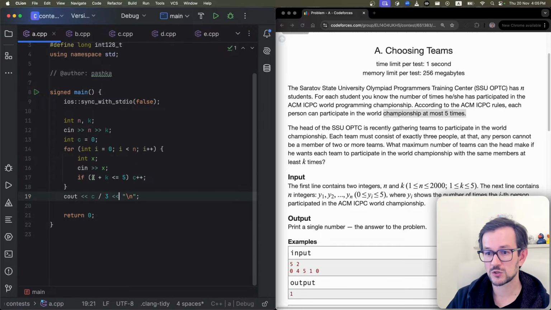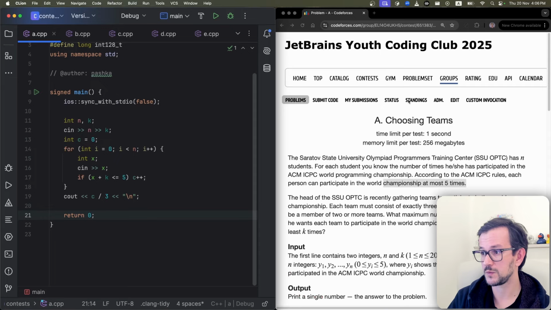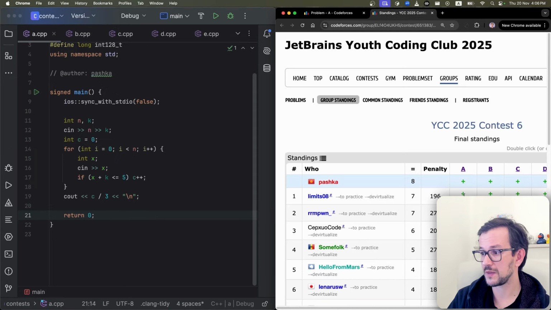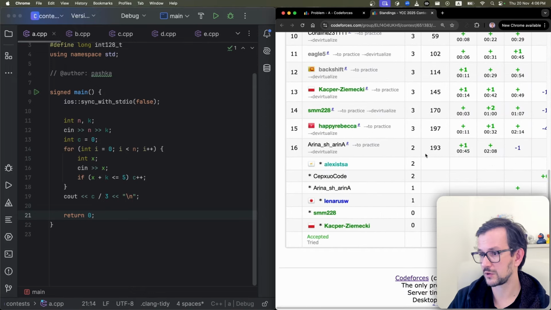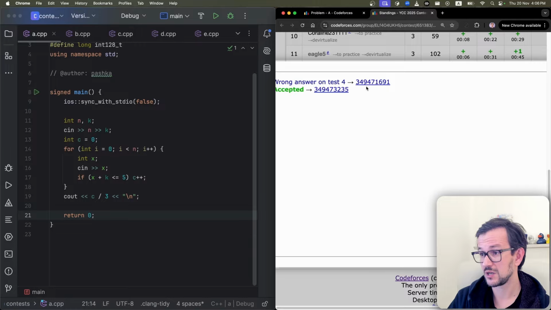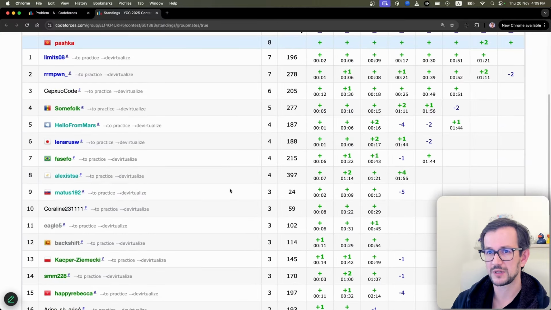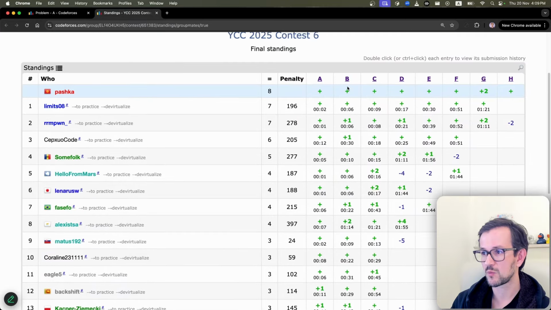You count the number of good elements divided by 3 to get the number of teams you can form. That's it. Pretty straightforward, no surprises here. Let me check if someone managed to fail it. No. Okay, someone solved it on the second try. The first problem is boring. Let's go to the second problem. Probably it will be a little bit more interesting.